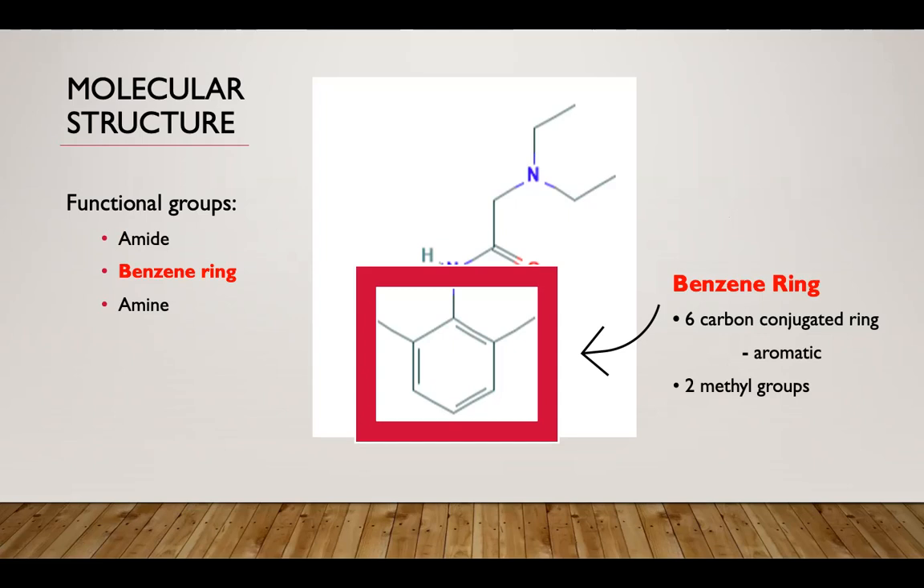This benzene ring is aromatic because it follows Huckel's 4n+2 rule. The pattern of single and double bonds seen in the ring means it is conjugated, and therefore highly stable due to the overlapping of p orbitals. Lidocaine's benzene ring also contains 2 methyl groups at the 2 and 6 position.